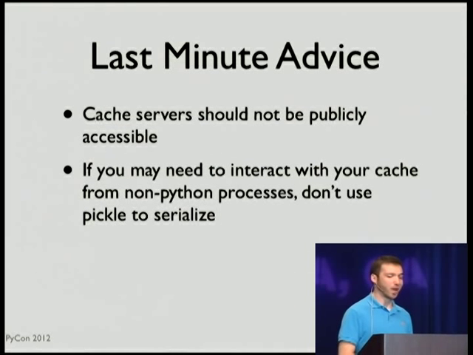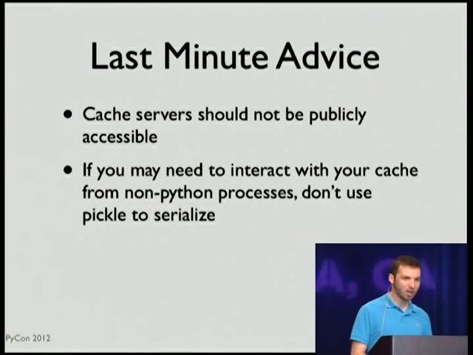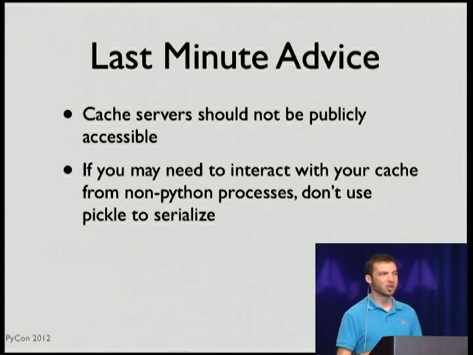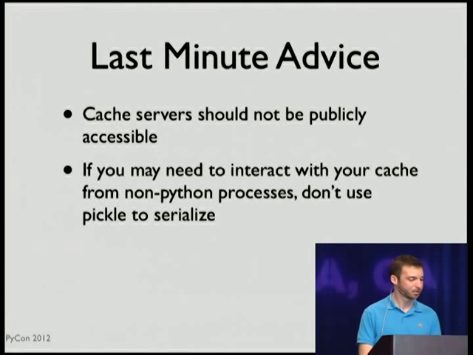If you need to interact with your cache from non-Python processes, don't use pickle to serialize. This one's tricky because a lot of the existing tools will automatically pickle an object if it's not something like a string. So if you know that you're going to want a non-Python process to interact with your data, do something like a JSON encoding of your object instead of pickling it. Pickle is really closely tied to Python's implementation. And so if you don't have basically a full running Python process, you can't unpickle something without horrendous hacks.